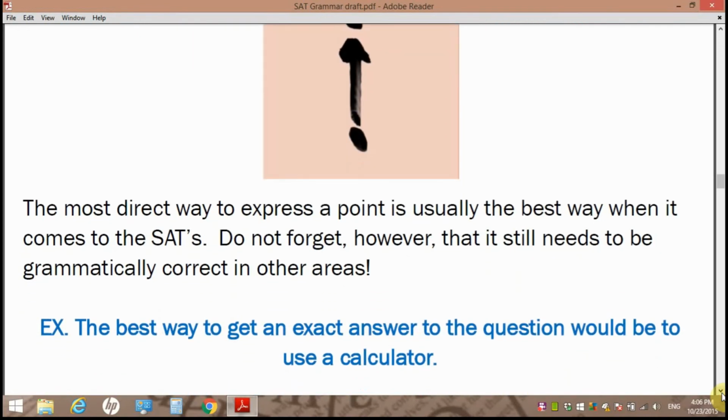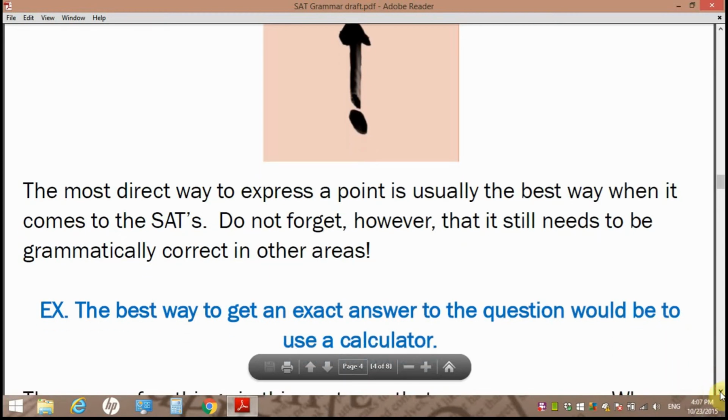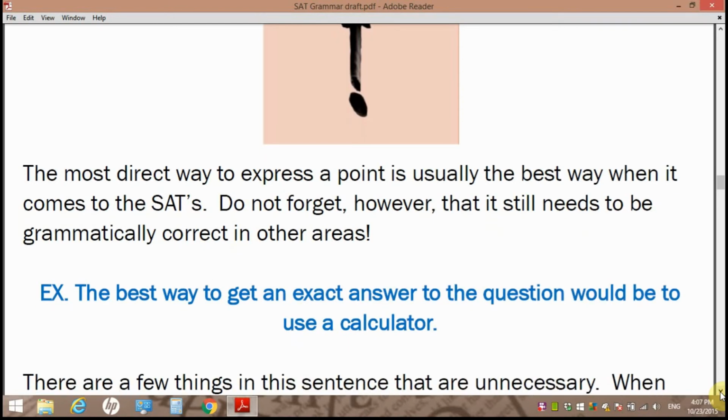The best way to get an exact answer to the question would be to use a calculator. First of all, if you were paying close enough attention to our 3rd tip, you might notice that we have a form of the verb being, would be. Okay, so you know right away that you're going to need to take that out. There's more extra information in this sentence that we can take out also.